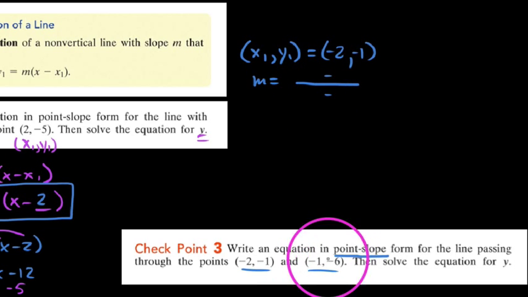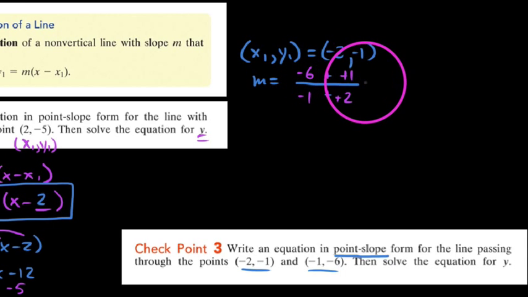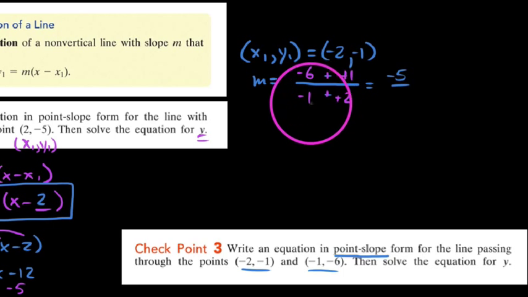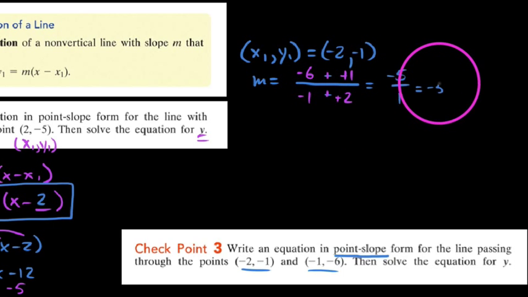So we say the slope is our change in y over change in x. So we'd have change in y: negative 6 for our y2 minus y1 of negative 1. And then negative 1 for our x2 minus x1, which is our negative 2 here. So I'm going to switch these over here, and we'll get a value for our slope. It turns out that we get a negative 5 on top. And on bottom we get a negative 1 plus a positive 2, which makes this a positive 1. So our slope must be negative 5.